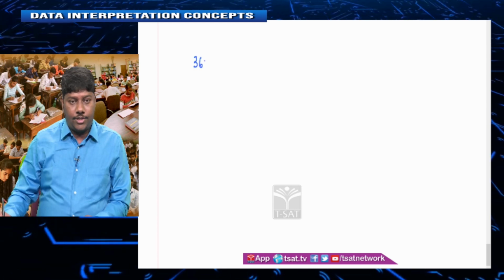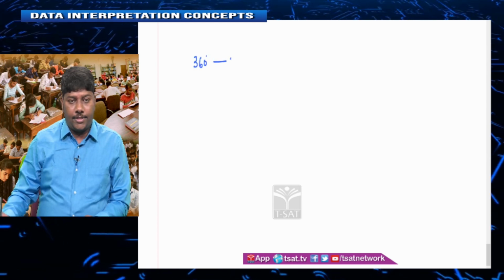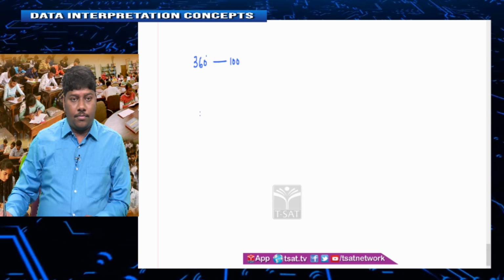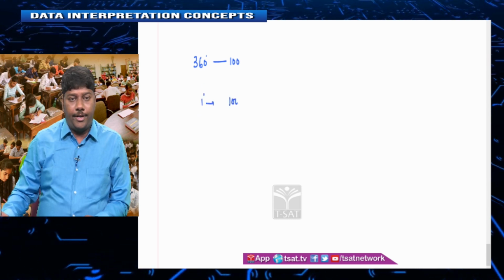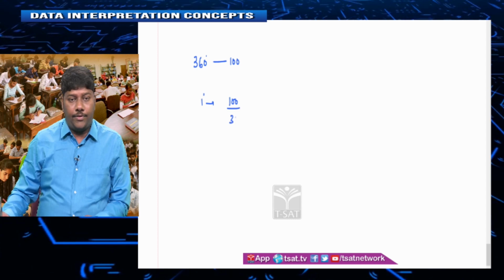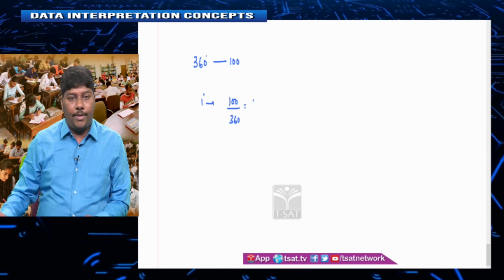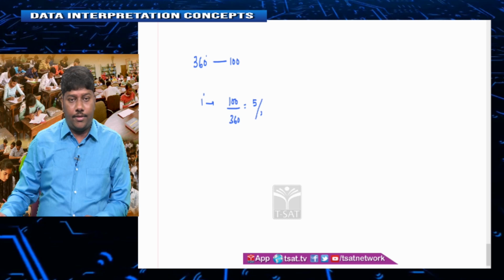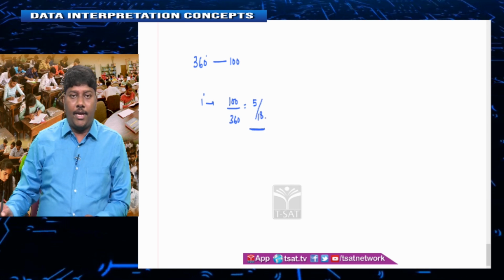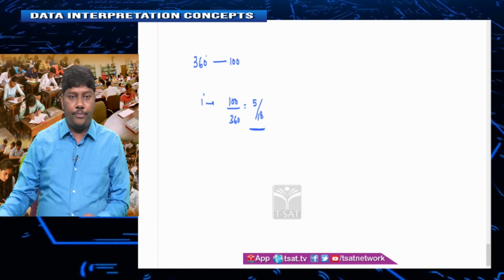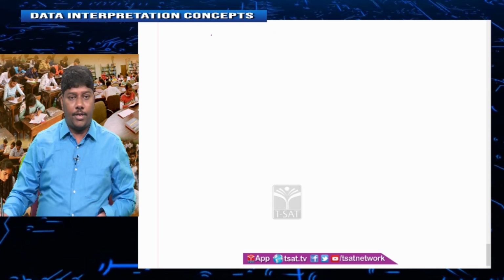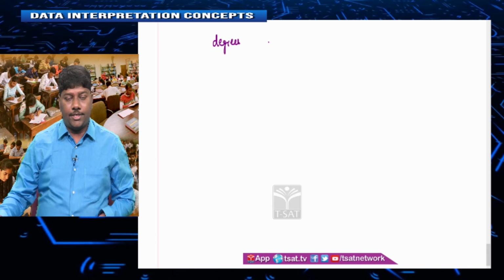We know 360 is 100%. So, what is 1 degree? We say 100 by 360, which is actually what? We'll multiply it with 5 by 18. Same as your time and distance. But the easiest way I'll tell you, take it as degrees and percentage.